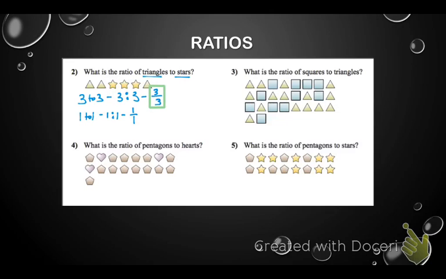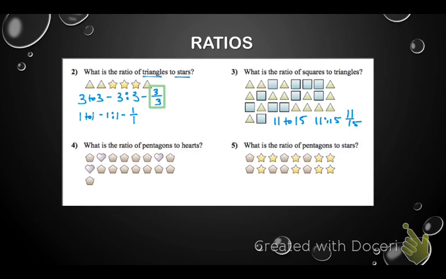Moving on, next one. This one says, what is the ratio of squares to triangles? So you got to count your squares. If you did that, there's 11 of them. This is 11, and we're going to write it in all three ways. How many triangles we have, you need to count those. There's 15, so this is an 11 to 15, 11 to 15, and finally 11 to 15. And that 11/15 is already simplified, so you can leave it just like it is.